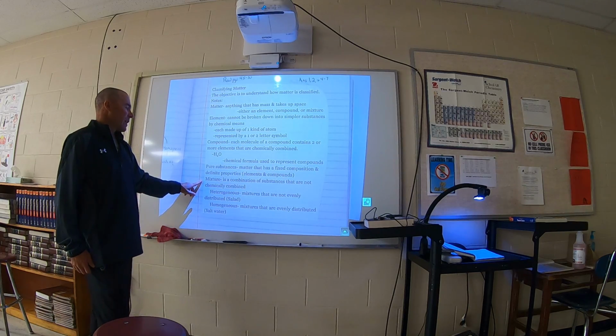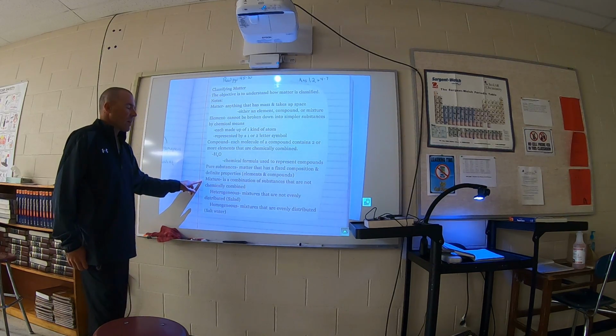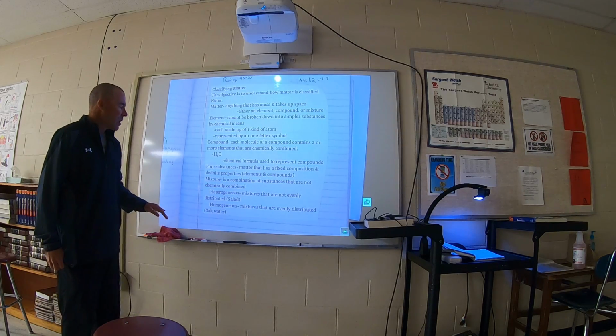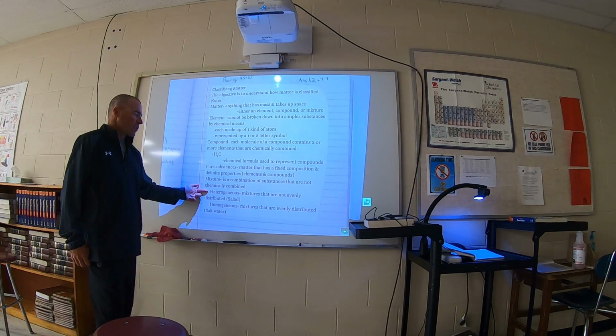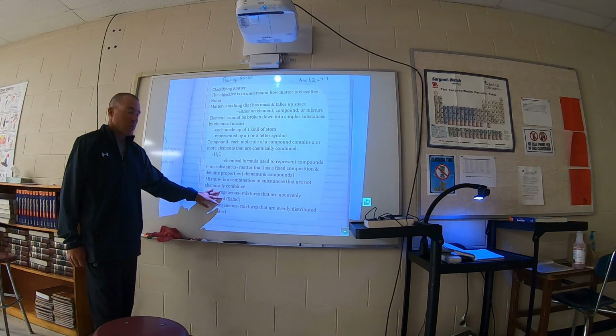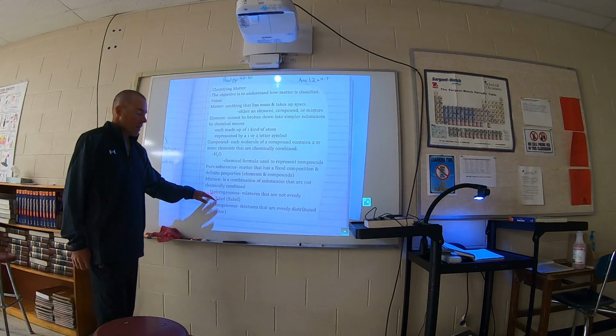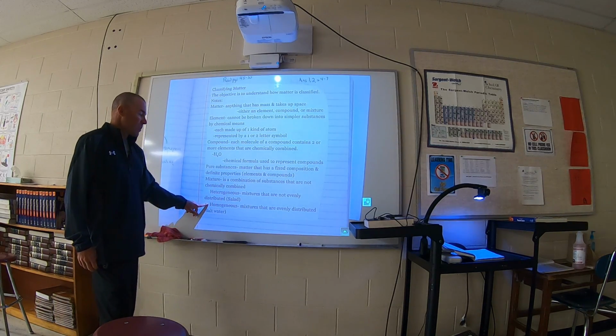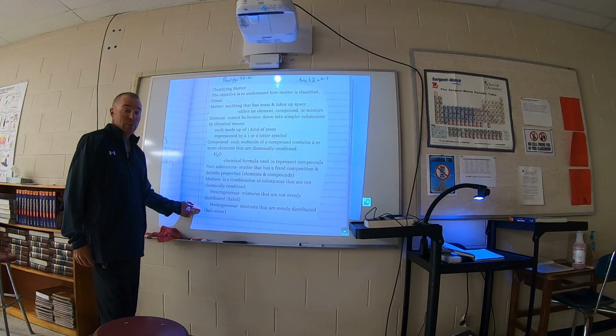A mixture, on the other hand, can be broken down physically. It's a combination of substances that are not chemically combined. There are really 2 types of mixtures. There's a heterogeneous mixture, a mixture that's not evenly distributed. An example of that would be a salad. A homogeneous mixture is a mixture that is evenly distributed. So salt water would be a homogeneous mixture.